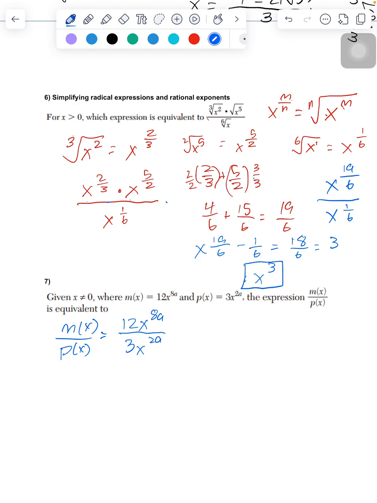All right, so let's reduce. What's 12 over 3? That's 4. And x, this is the same base, so if it's the same base and it's division, we subtract the exponents. So I got 8a minus 2a, which is just going to be 6a. So this is 4x^6a, and that's it. That's my final answer. That wasn't that bad.